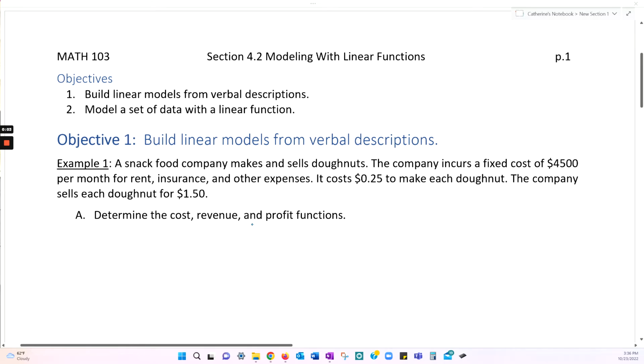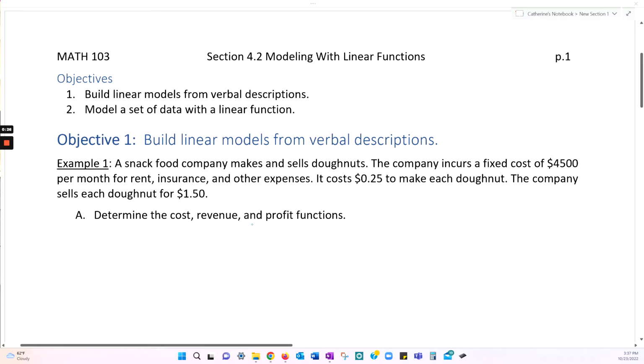This is section 4.2, modeling with linear functions. So we're just going to dive a little deeper into applications and word problems with these linear functions. Objective 1, build linear models from verbal descriptions. And then we'll look at when we have a set of data. So we're really just going to do one example of each of these.